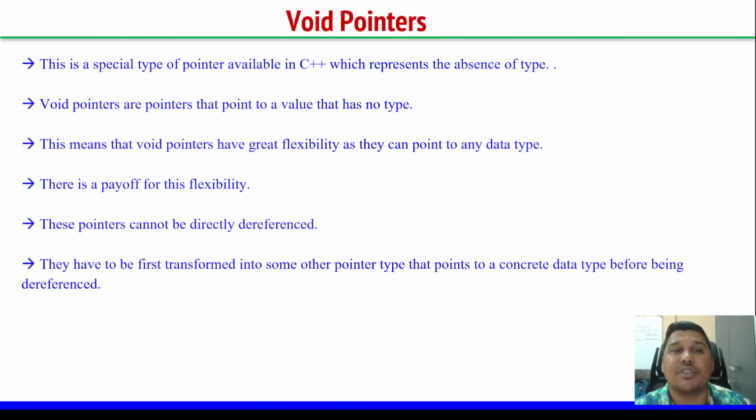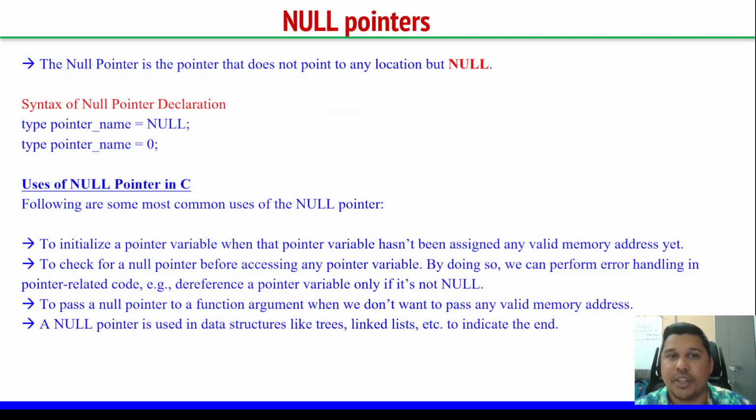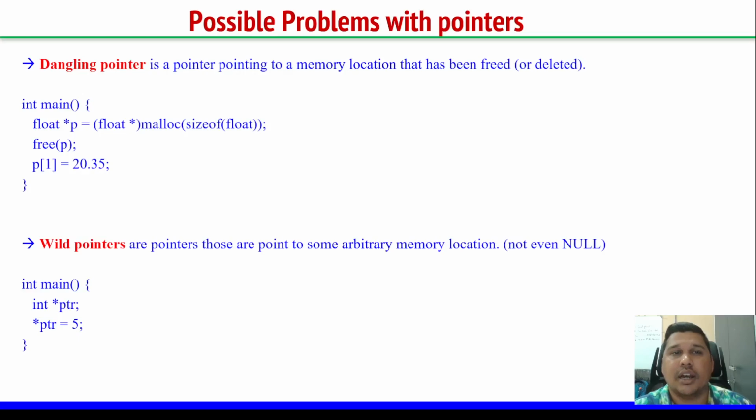So if we summarize, we have seen about the void pointer. A void pointer can point to any type of variable. Invalid pointers are pointers which are not assigned any values. Null pointers, you can assign null or 0. And then we have seen the problems with pointers. A dangling pointer means you are trying to access a pointer which does not exist, or it was created and deleted but does not exist now. And a wild pointer means pointing to an arbitrary memory location. It means it is not a valid memory address. So this is about pointers in C++.